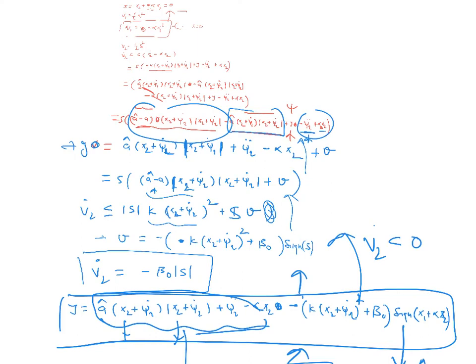My mu is minus k x2 plus psi dot psi r squared plus beta 0 into some saturation function, or you can use a sine function. Initially we can use a sine function here. Saturation is to avoid the chattering. Then basically you can add your tau equals to this whole shebang plus mu. And that's the end of it.